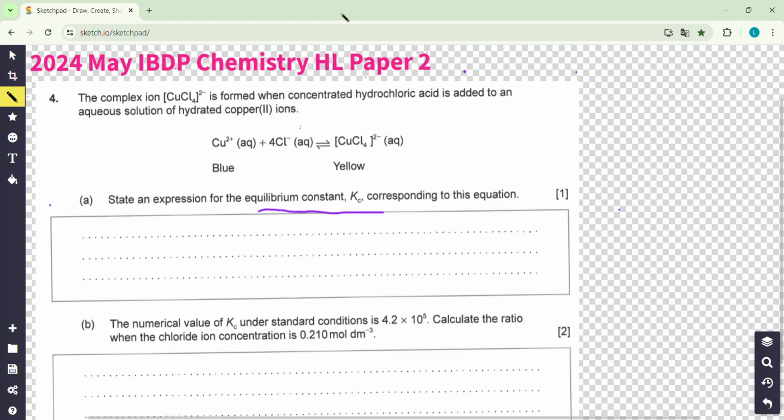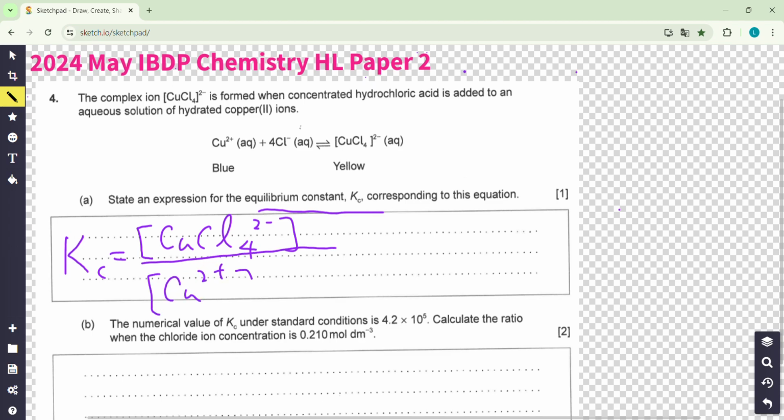So very easy, right? Very straightforward. Just concentrations. So remember to copy it completely. The concentration of the product over the other two concentrations: copper 2 plus and then Cl minus. And remember they have different coefficients up there, so it should be to the power. Okay, so the macro value of Kc is like this.